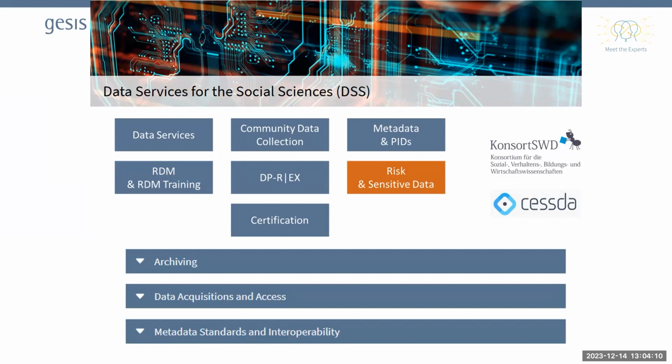So just first of all, to situate ourselves so that you know where we stand. We are based in the data services for the social sciences, and you can see highlighted our area, which is risk and sensitive data. And as we go through the session today, you'll come to understand that really the job that certainly I do is all about managing risk. So trying to assess where risk is and working out how we mitigate that.